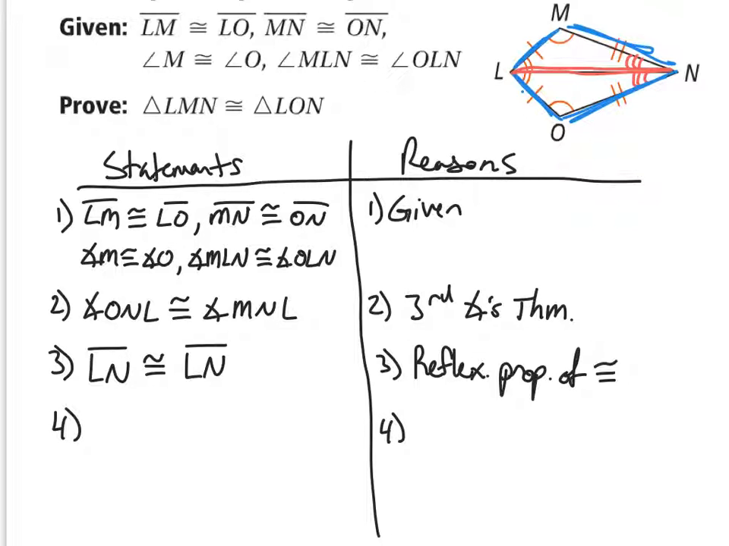So, we now have our 3 sets of angles and our 3 sets of sides, so we can now say that triangle LMN is congruent to triangle LON, and we're going to use that definition of congruent polygons from the front side of your notes. The definition of congruent polygons tells us that if all the corresponding parts are congruent, then the polygons are congruent.